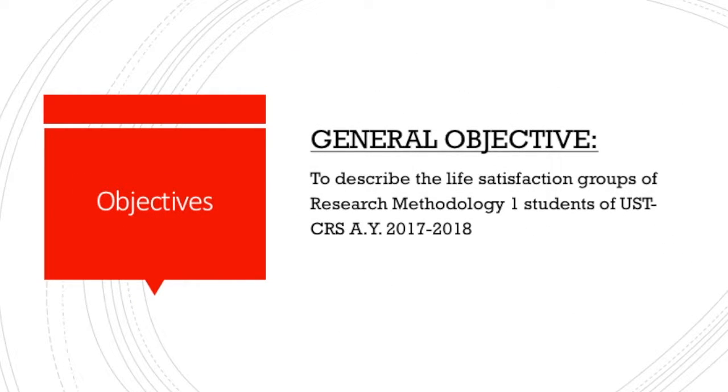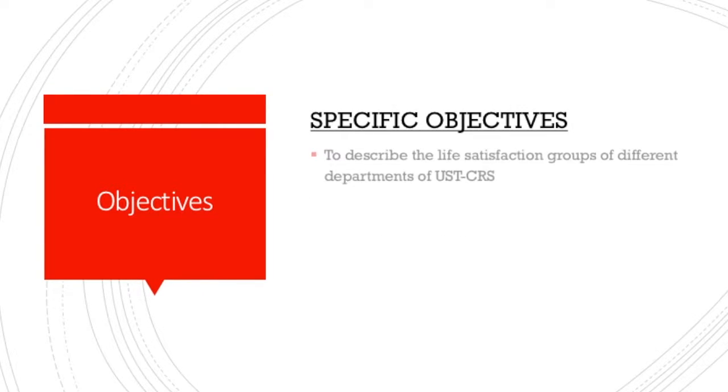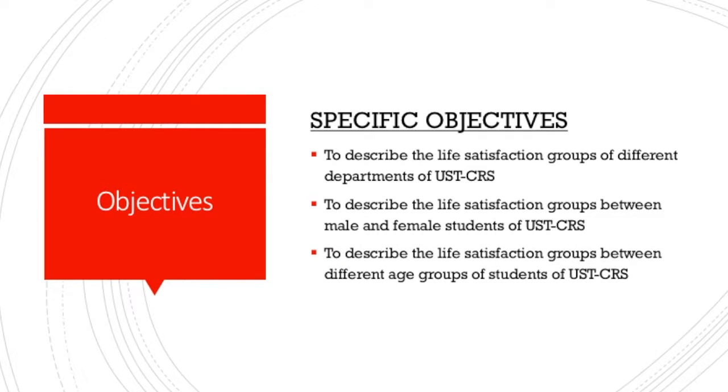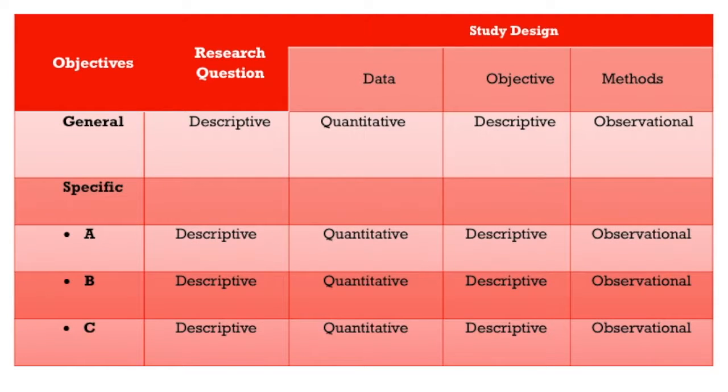The general objective of the study is to describe the life satisfaction groups of ResMath 1 students of UST-CRS academic year 2017-2018, specifically focusing on describing the life satisfaction groups of different departments of UST-CRS between male and female students and between different age groups of students of UST-CRS. Generally, the type of research question used for the objective is descriptive.